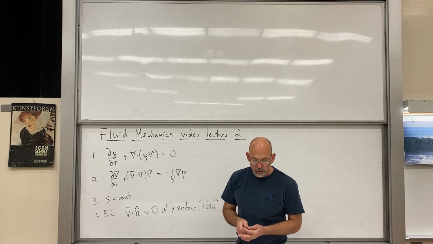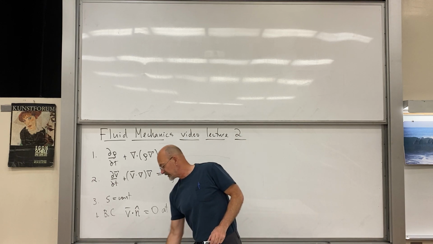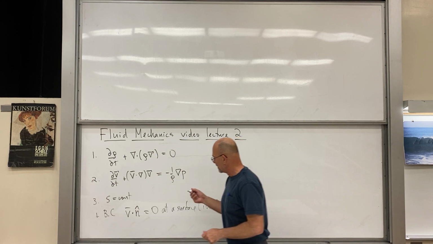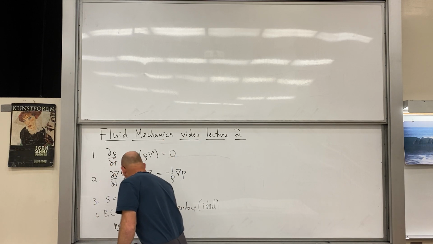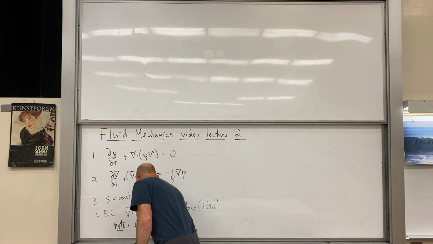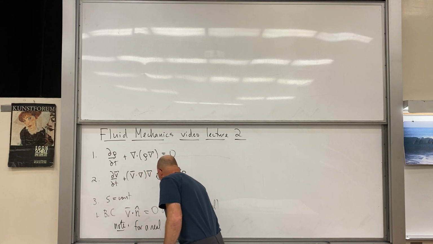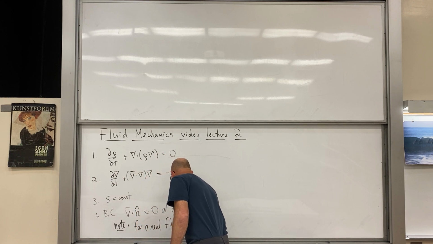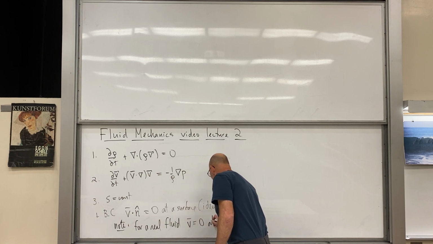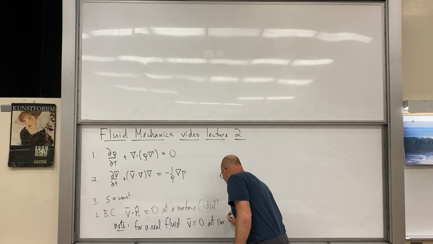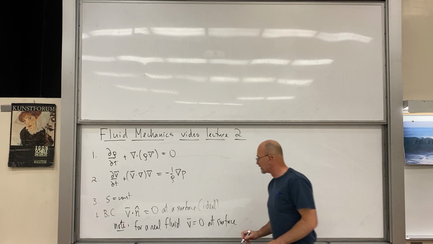A real fluid, so again, we'll note this. For a real fluid, things are more difficult. V is identically equal to 0 at a solid surface. Okay, so there's a difference.